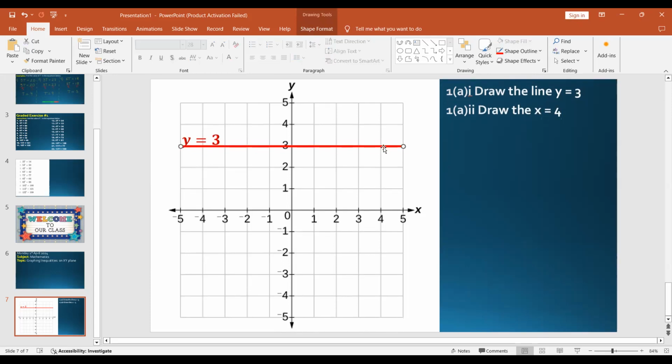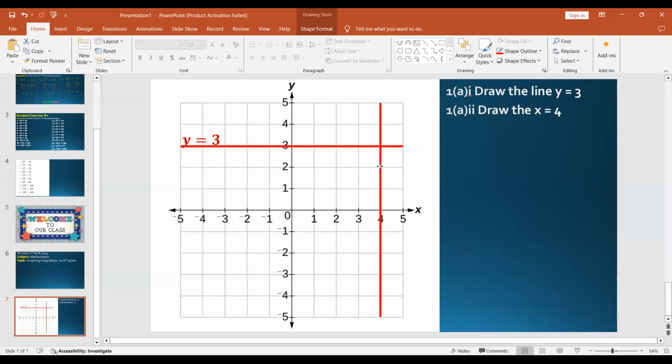Now for this one, anyone can answer. The line x equals 4, is that going to be a horizontal line going from left to right or a vertical line going up and down? What is that going to be? It's going to be a vertical line going up and down, right? And it has to pass through which number? Four. It has to pass through 4.